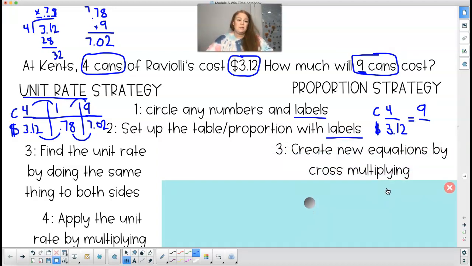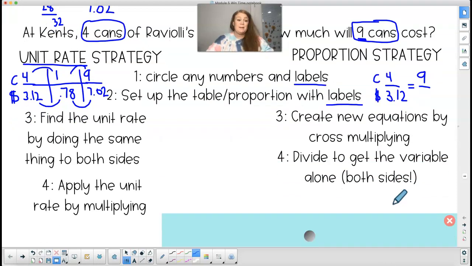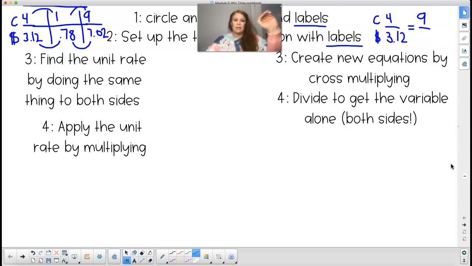So what I'm going to do is create myself some new equations by cross multiplying. Cross multiplying means we're going crisscross in both directions. I'm looking for the money, so I'm just going to call it M for money and put a label there, a variable. So I'm going to create a new equation, and I need to do 9 times 3.12, and then I'm going to do 4 times M.